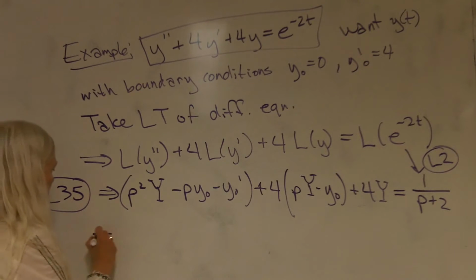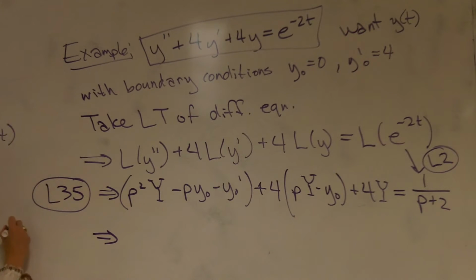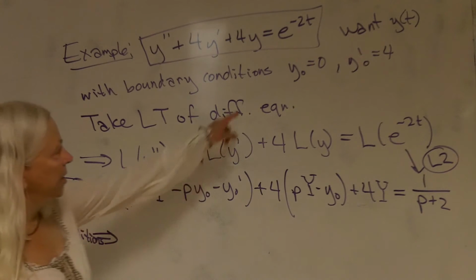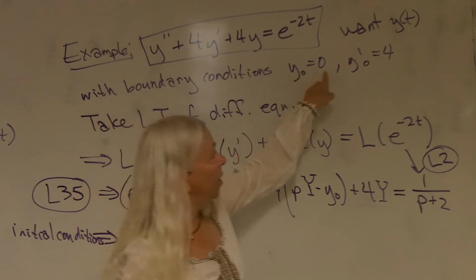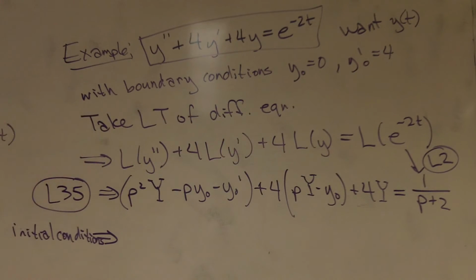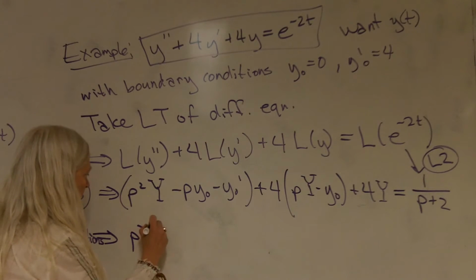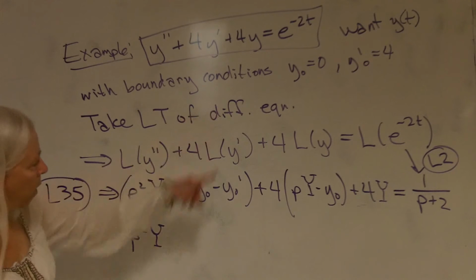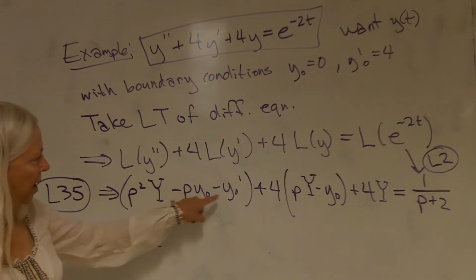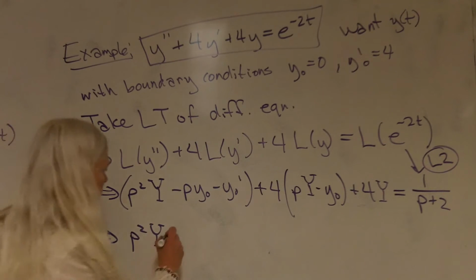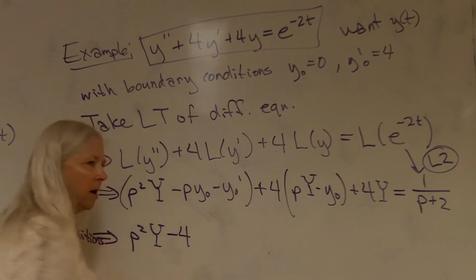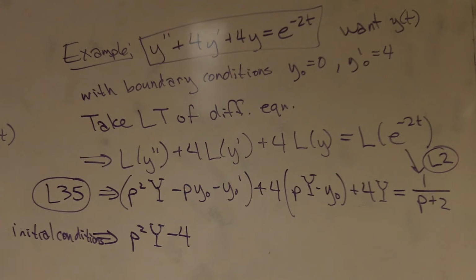Okay, so now let's use our initial conditions, or our boundary conditions. Our initial conditions are that y naught equals 0 and y prime naught equals 4. So let's plug in those values. Okay, so we've got p squared times capital Y. Y naught is 0, so this term's gone away. We have a minus 4 from this term right here. Right? Y naught prime is 4.